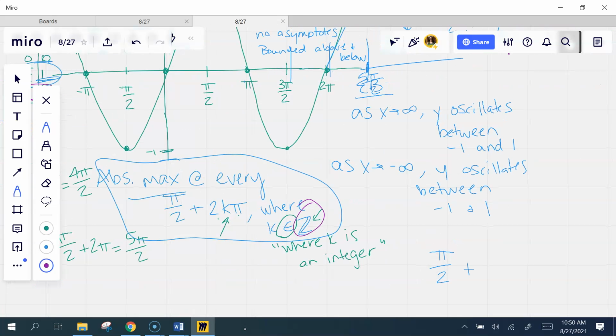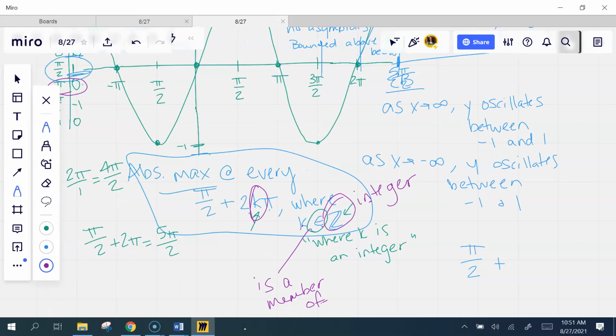Okay, Z, this means integer. Yep. It's a funny looking Z. This means is a member of. So K is a member of the integer family, or K is simply an integer. You can plug any integer in, and as long as you plug in an integer, you're going to end up at a maximum point every single time. K is a variable that I am letting represent an integer. You can't just plug in 0.1 for K because I've defined K as being an integer. You can only plug in integers for K.